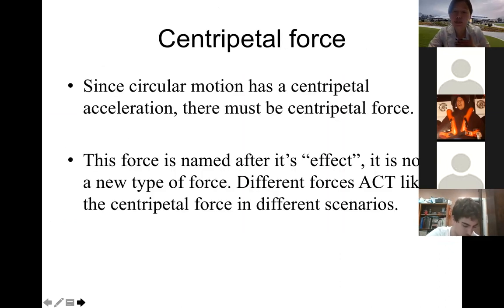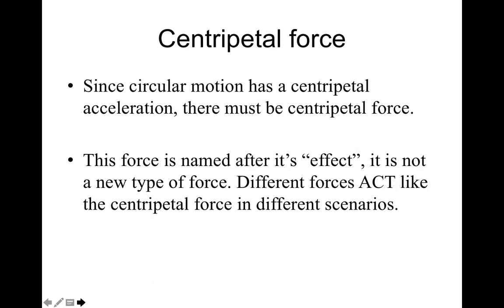So we already said previously, if you have a circular motion, we definitely need a centripetal acceleration to change the direction of the velocity, and there must be a centripetal force. This force is named after its effect. It's not a new type of force. Different scenarios have different forces playing the role of the centripetal force. Now, for example, if I'm taking an object and tie it to a rope, and I swing it around. So in this case, what is the centripetal force if I'm swinging an object around? What kind of force is providing the centripetal force in this case? What do you think?